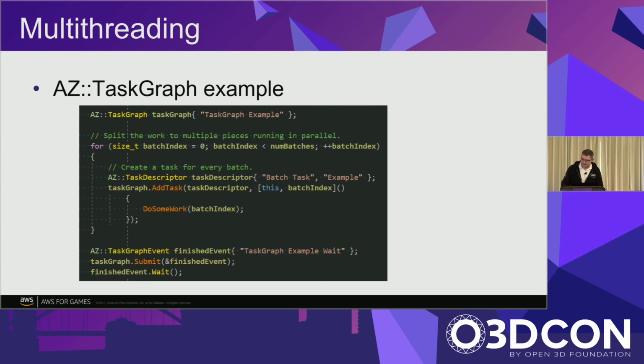So here's an example of how you use the task graph system. You create a task graph object, then you add tasks as existing functions or C++ lambdas. Then you create the task graph event and submit the tasks for processing. Then when you need to actually sync, like a sync point, you call the wait function on the event, and basically that waits until all the tasks are completed.